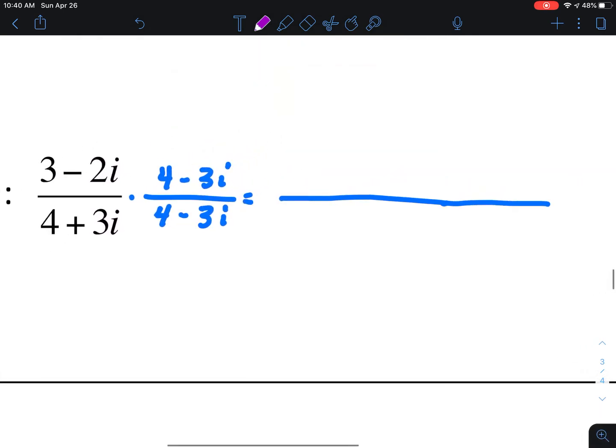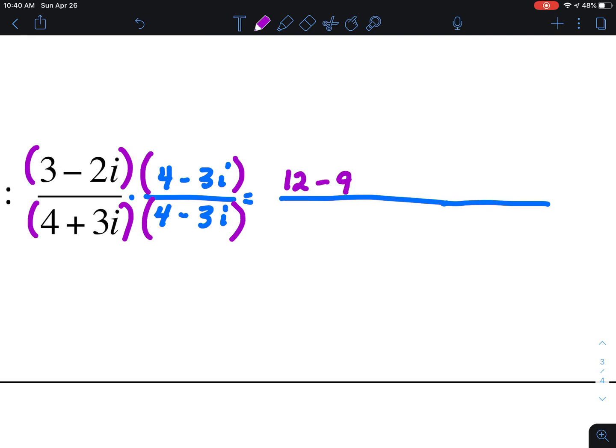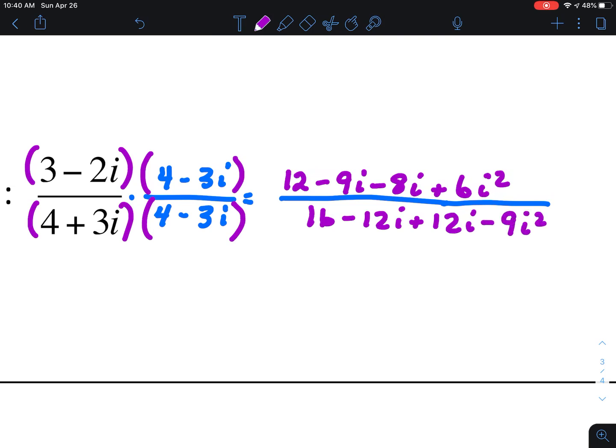Purple. All right. So I've got, if you want to put it in parentheses, you can, if you're used to seeing parentheses or if that's important to you. We get 12 minus 9i minus 8i plus 6i squared. That's our numerator. Our denominator is 16 minus 12i plus 12i minus 9i squared.